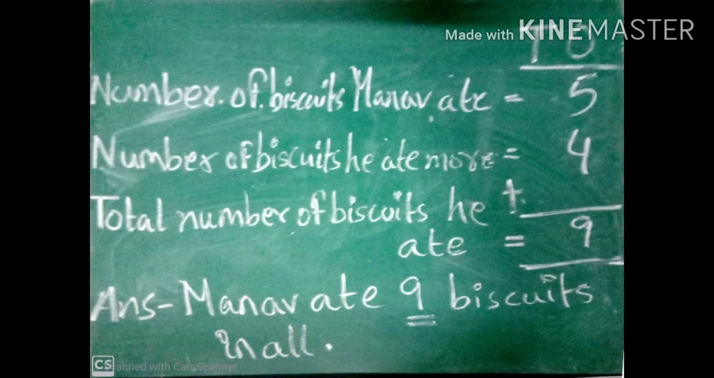What will be the sum by adding 5 and 4? By adding 5 and 4 we get 9 as the sum. So what is the answer? Manav ate 9 biscuits in all.